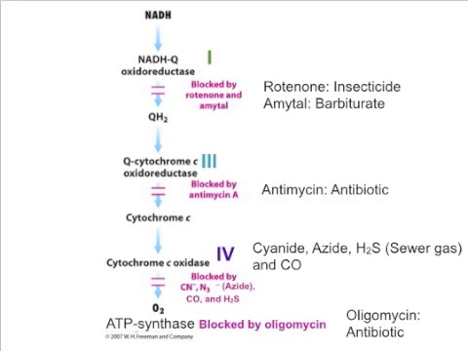Now, if you were to block the electron transport chain by any of the poisons that block complex 1, 3, or 4, you would eventually stop using oxygen because oxygen would no longer be needed as the ultimate electron acceptor. The electrons will be blocked at a point before they even get to oxygen, and so oxygen consumption by the mitochondrion will go down.